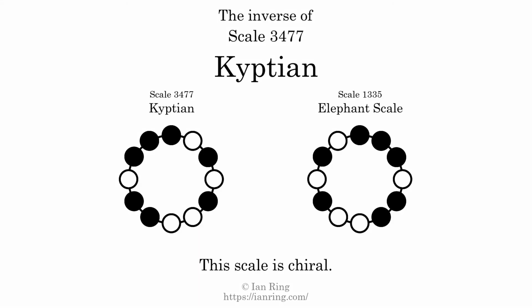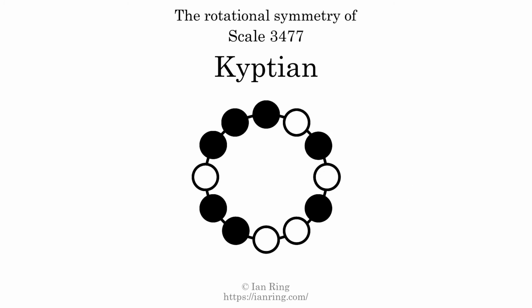The inverse of a scale is a mirror image. It is what you get when the sequence of intervals is reversed. The inverse of this scale is scale 1335, also known as elephant scale. This scale is chiral. It cannot transform into its inverse by rotational transformation. This scale has no rotational symmetry.